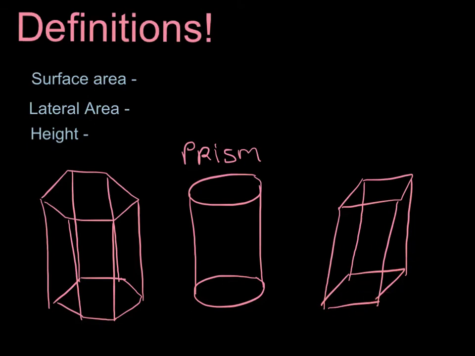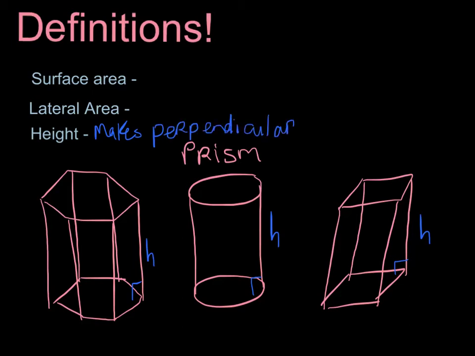Now the height, by definition, has to make a right angle with the base. So these would all be heights right here. So a height makes a perpendicular line with the base.